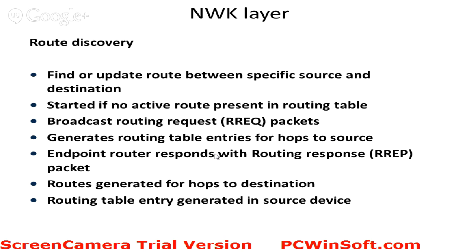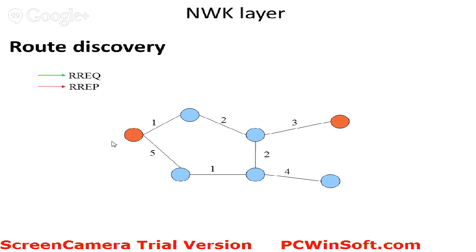The endpoint router, the parent router of the destination, replies with a route response packet. This route response packet reaches the source router through various channels, and depending on the metrics associated with that route response packet, the best path is determined. A routing table entry is generated in the source device. This animation will make things more clear.